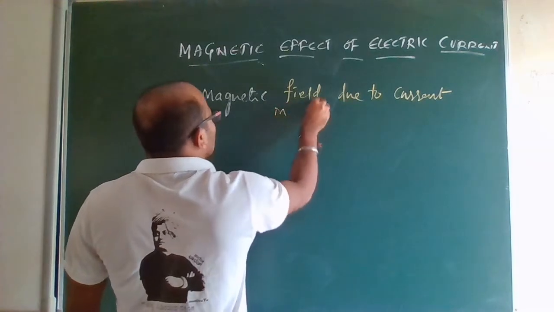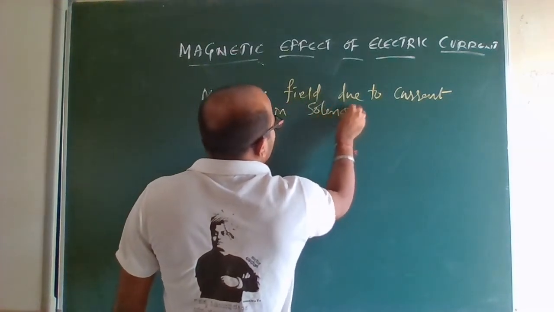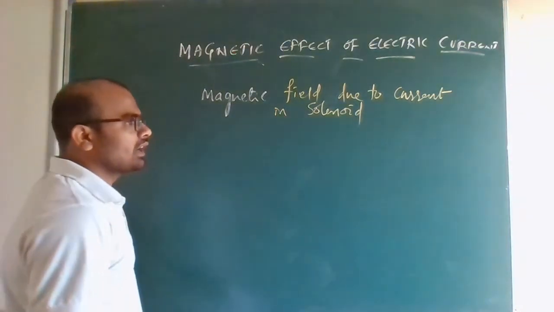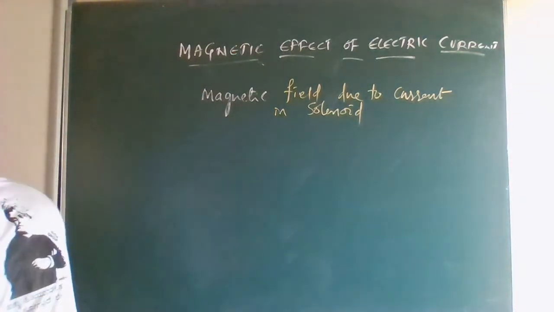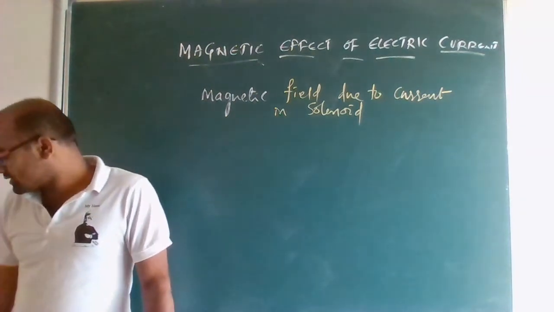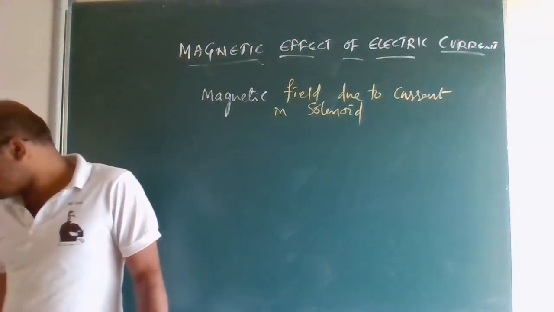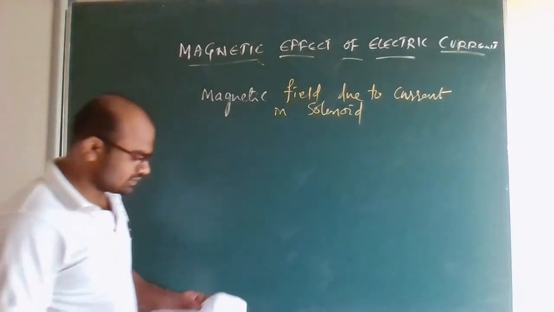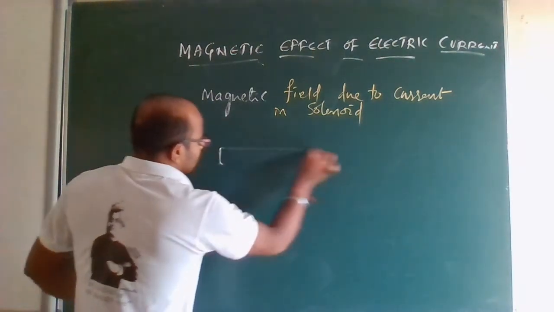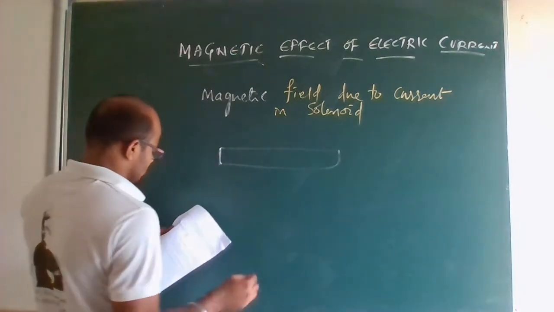First we should know what a solenoid is, and we have to understand the magnetic field due to a current-carrying solenoid. So what is a solenoid? You know this. A solenoid will be like this, in the diagram you can see that.